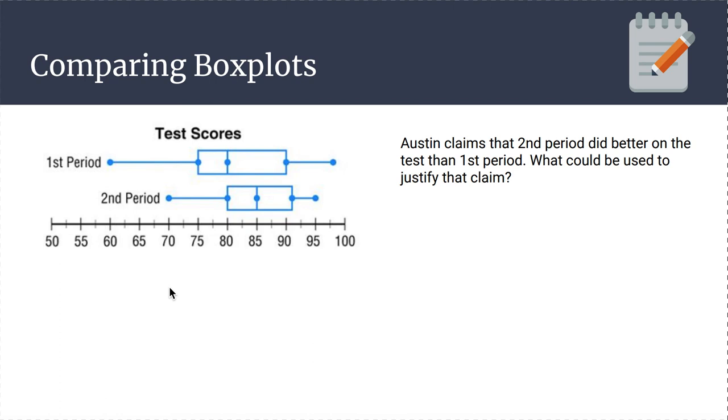All right? So let's imagine this situation. We've got two different periods and their test scores on some recent exam. Let's say that Austin claims that second period did better on the test than first period. What could we use to justify or support that claim? So take a look. Think to yourself, what could we use to justify or support the claim that Austin is making that second period did better on the test than first period? Think to yourself.